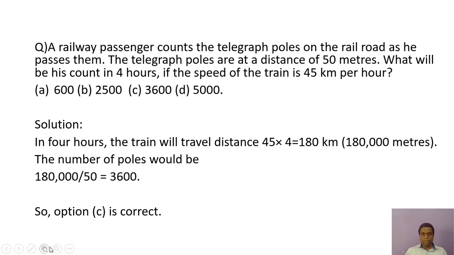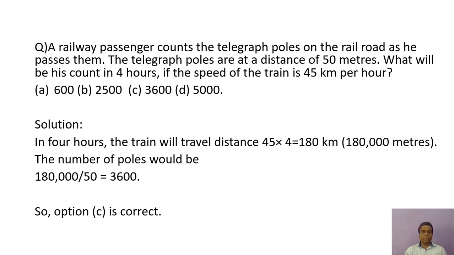So the telegraph poles are at a distance of 15 meters, right? So in 15 meters there is one telegraph pole. So for 180 kilometers or 1,80,000 meters, how many poles will there be? 1,80,000 divided by 50. That is equal to 3,600, right? So option C is correct. Okay, students, this was the easiest problem of the lecture today.